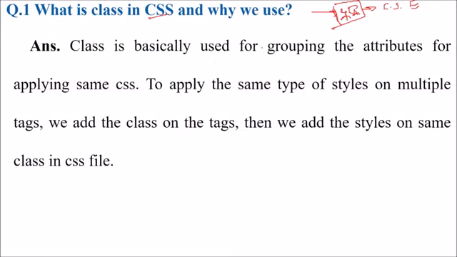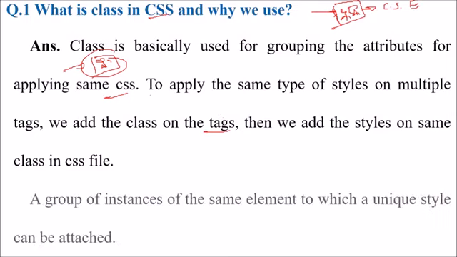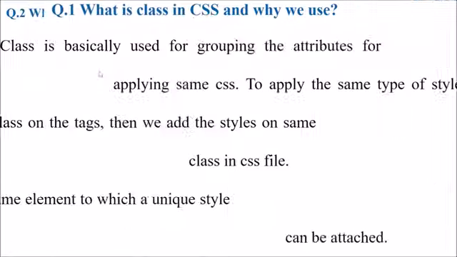So a class is basically used for grouping the attributes for applying the same CSS. So you group and then you apply CSS that will be applied on all the elements which are in this class. To apply the same type of styles on multiple tags, we add the class on the tags, and then we add the styles on the same class in the CSS file. In short, a group of instances of the same element to which a unique style can be attached is what we know as a class in CSS.